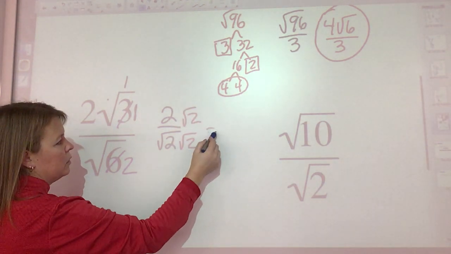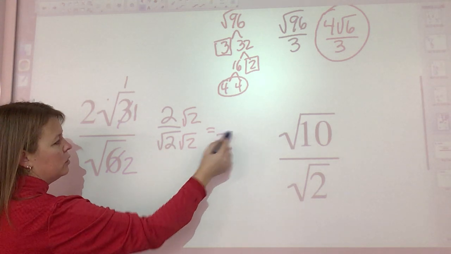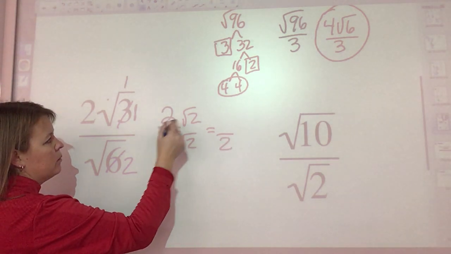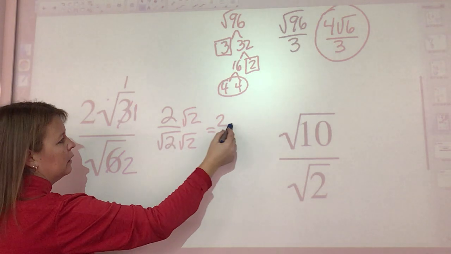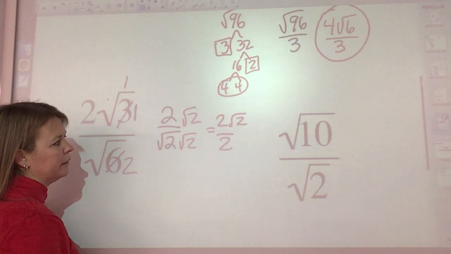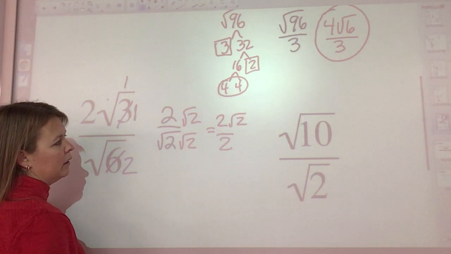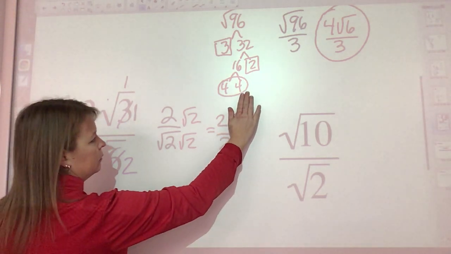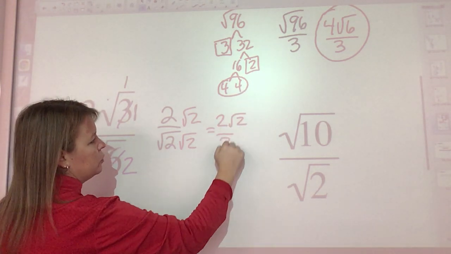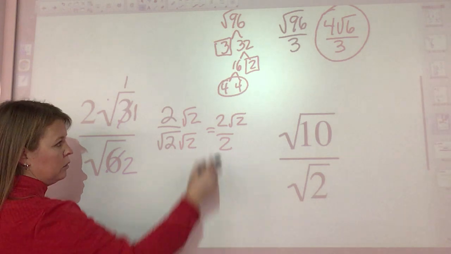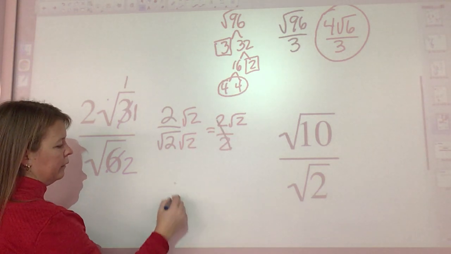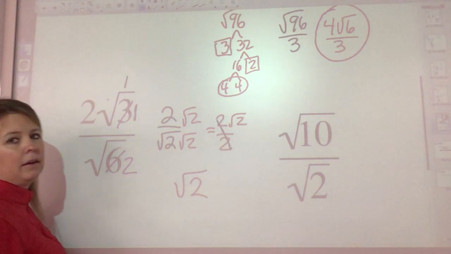Multiply by square root of 2. In the denominator, you have a 2. In the numerator, you have a 2 on the outside and a 2 on the inside. Take a look at that fraction. Cover up your radical. 2, 2. 2 halves. 2 over 2 reduces to 1. And your final answer is square root of 2.